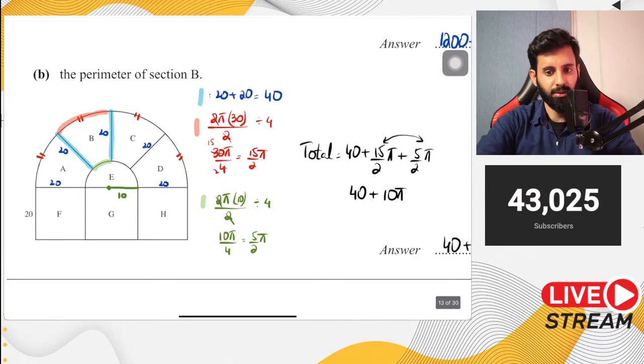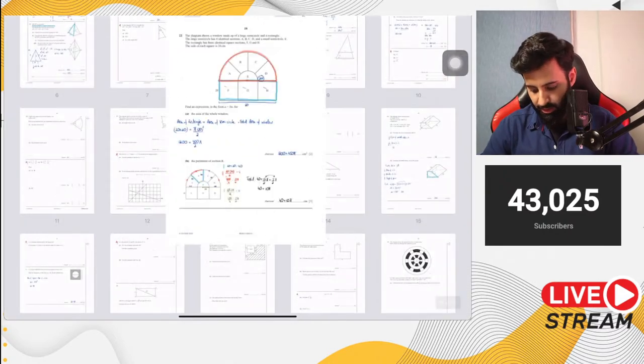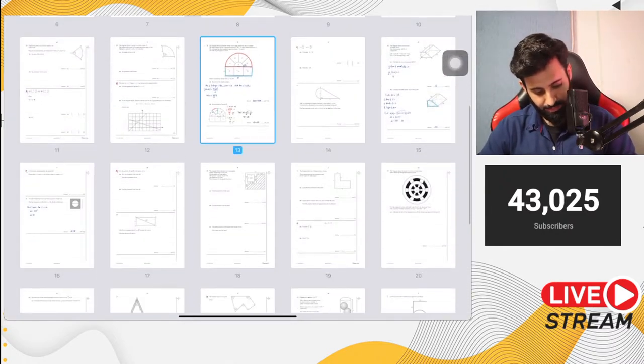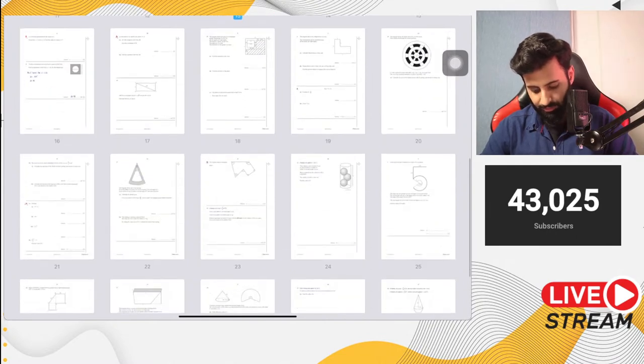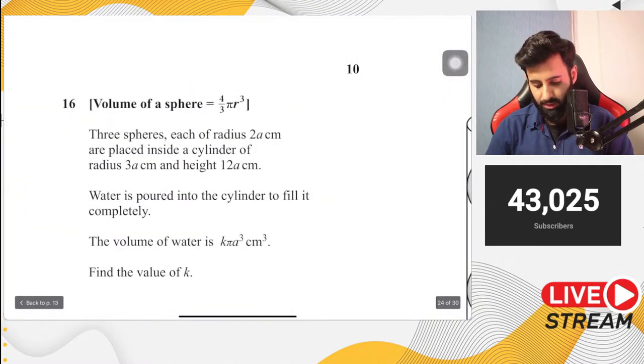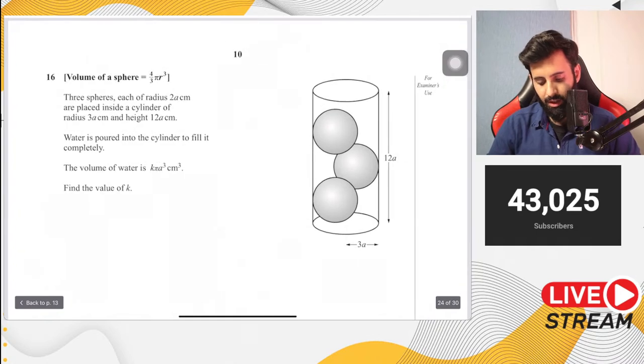Now moving on to the next question. Again, let me find a difficult question, a more challenging question. Okay, let's do this. 3D mensuration again.